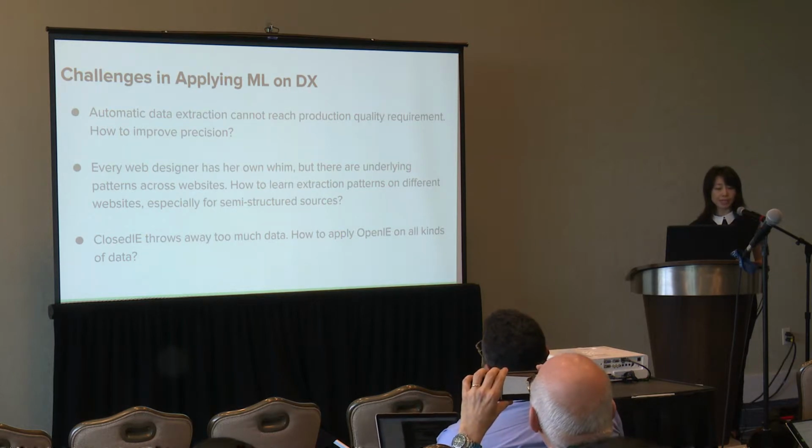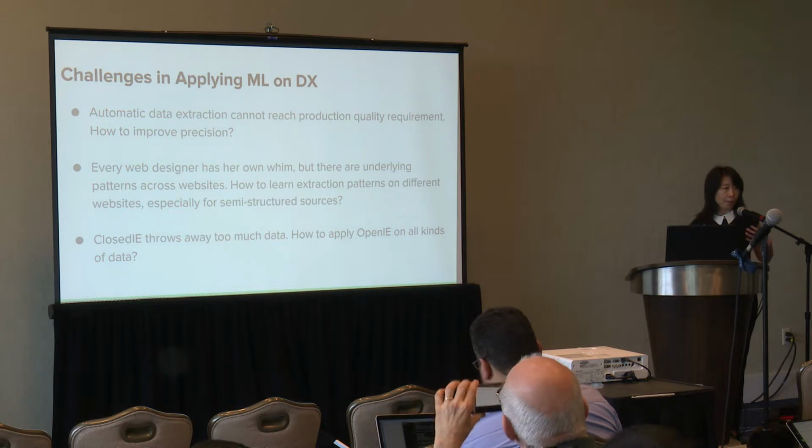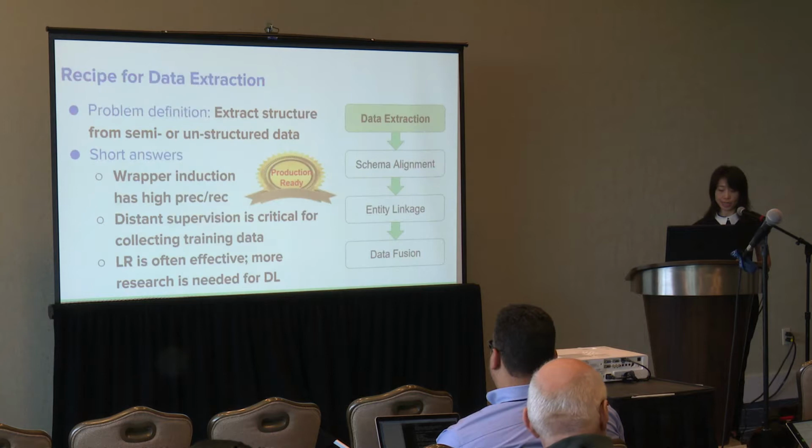And every web designer has their own whim, but there are some underlying patterns, such that as human beings, we can tell what are attributes and what are values. So we should think about learning across different websites. And finally, closed IE so far is throwing away too much data. And how can we even apply OpenIE on all kinds of data, including semi-structured data?